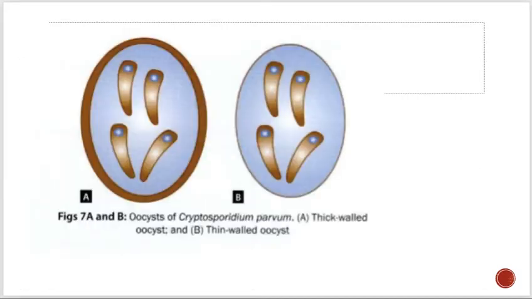you can see this one. So these are the oocysts of Cryptosporidium parvum. The first is thick walled and this one is thin walled. As you can see, it is round to oval in shape. Mostly the wall of this oocyst is thick, but less commonly it also exists in the thin walled form as well.